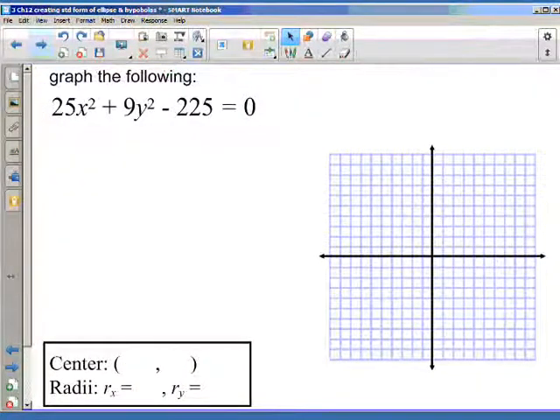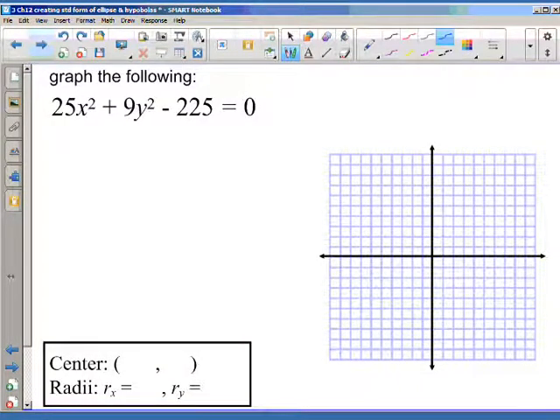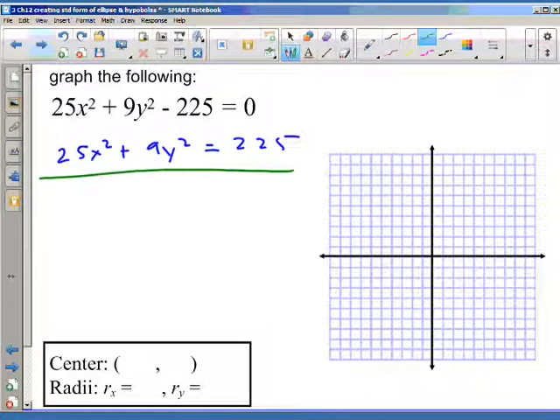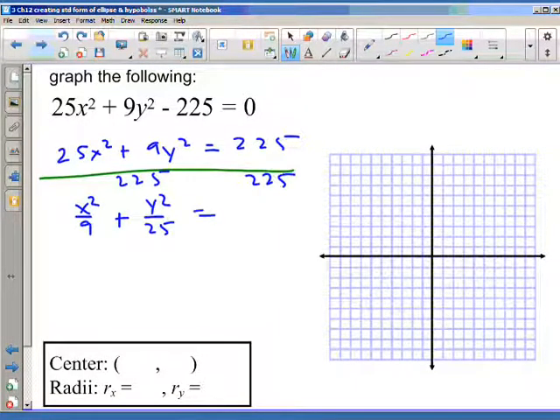Graph the following. We notice in this one it's going to be pretty easy to get things cleaned up. Looks like it's going to be an ellipse centered at the origin, but we'll do our work here. We have 25x squared plus 9y squared equals 225. Divide both sides by 225. We have x squared over 9 plus, obviously, a y squared over 25. That equals 1.